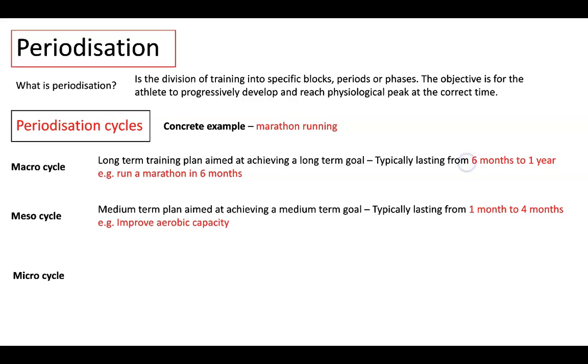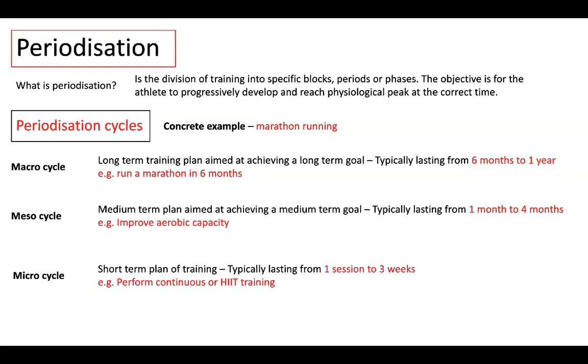From this, we have a microcycle. The microcycle is our short-term plan of training, typically lasting from 1 session to 3 weeks. So how are we going to achieve our macro cycle? How are we going to achieve our long-term aim of running a marathon? We're going to improve our aerobic performance, and we use that in the mesocycle for our medium-term goals. How are we going to achieve our medium-term goal of achieving improvements in aerobic capacity? Well, we need to perform continuous training or HIIT training.